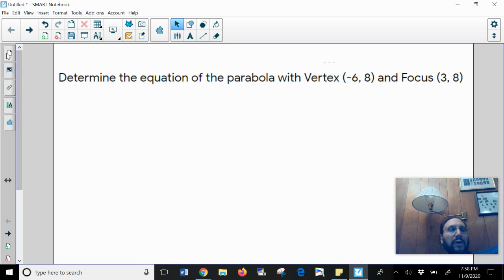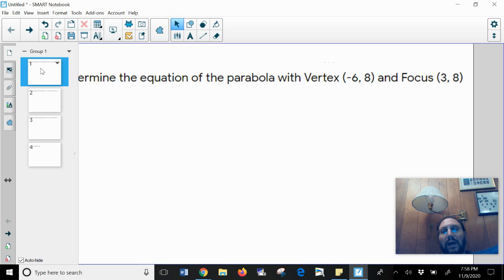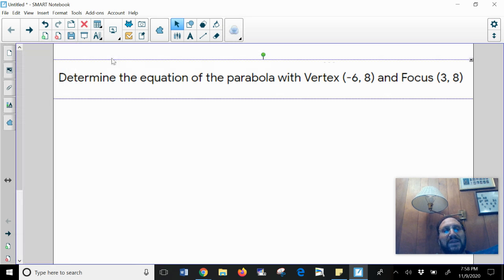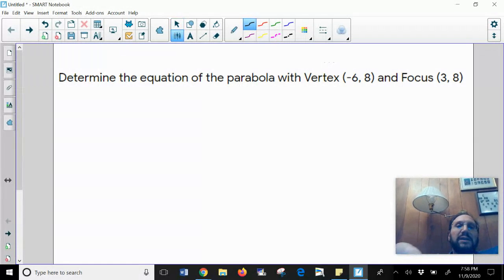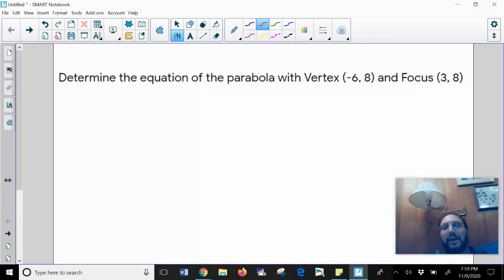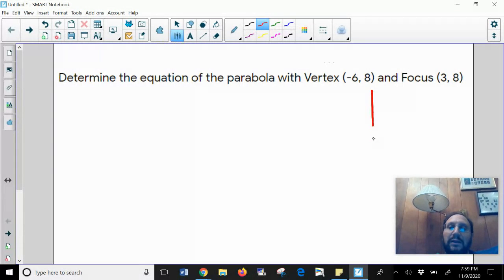Well, today I'm going to make a video that will go over the answers for the quiz that we had on 2.3 on focus, directrix, and vertex, or whatever I missed there. So let's start with this one. Determine the equation of the parabola with vertex at -6, 8 and focus at 3, 8.